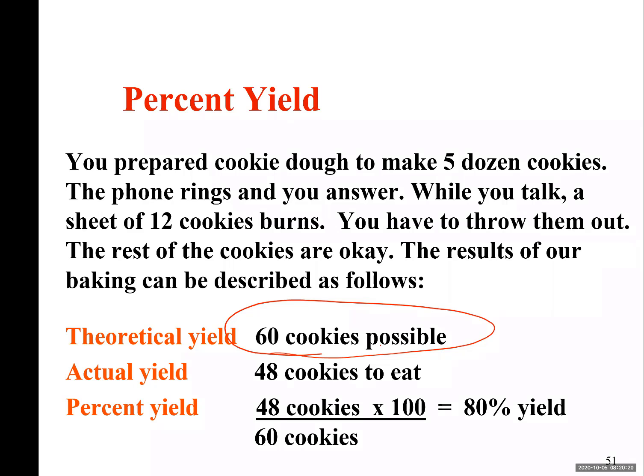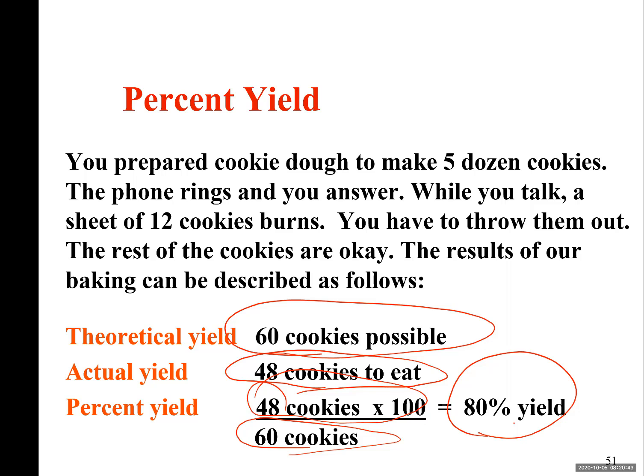So at the end, you didn't get what you expected theoretically, what you thought you would get. You get 48. That's the actual number of cookies. So what is the yield percentage? To say, I wanted to have 60, I only got 48, so 48 divided by 60 times 100, that is 80%, which means you are within 80% of your expectation. You didn't get 100% of what you thought you would get. Does this make sense? Do you have any questions so far about the meaning of yield and percent yield?